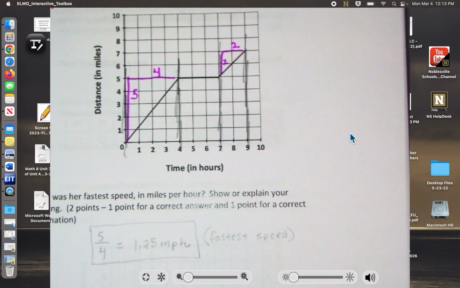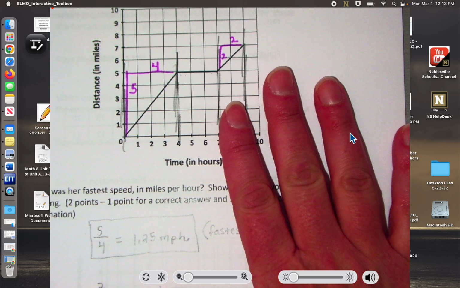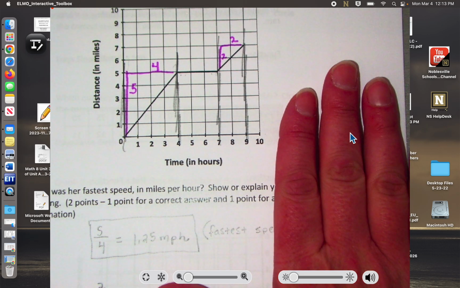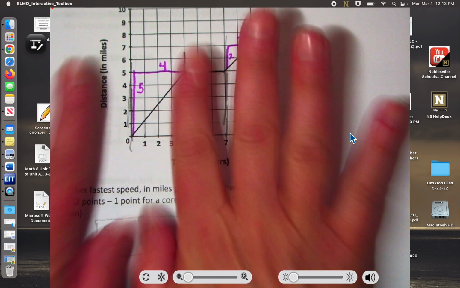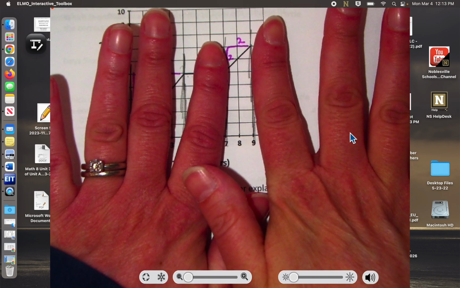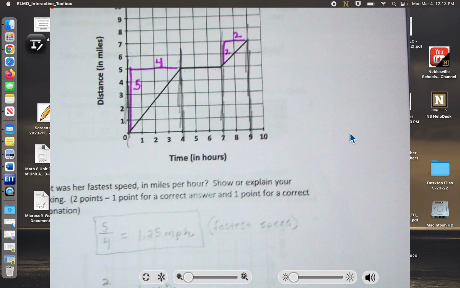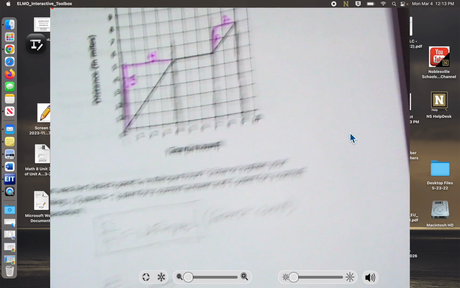All right, next page. David, did that help you a little bit to see how we did that? Yeah. So you just find the two sections where it looks like she's moving and find the slopes. The biggest slope is going to be the fastest speed.